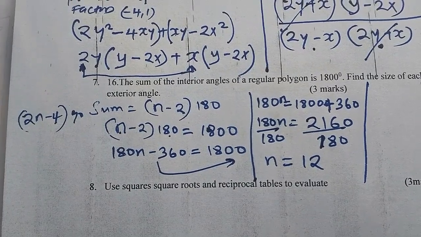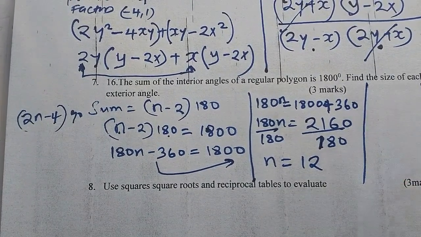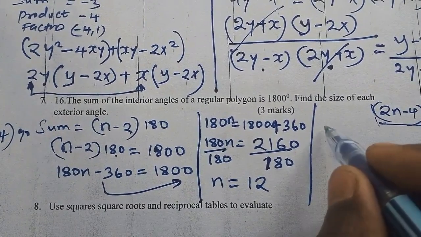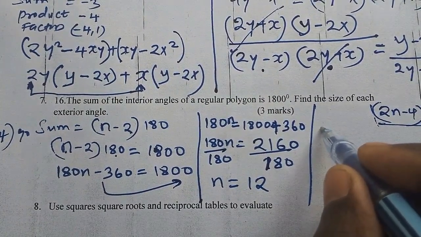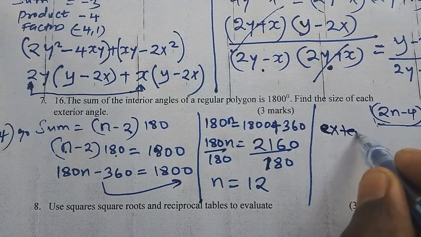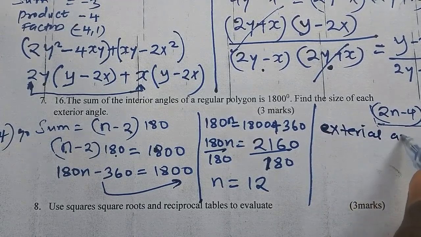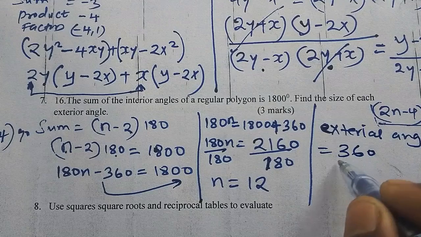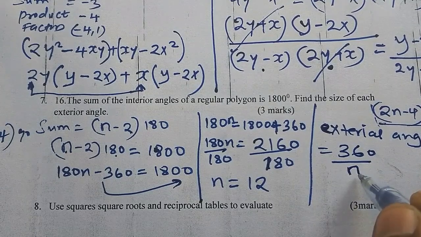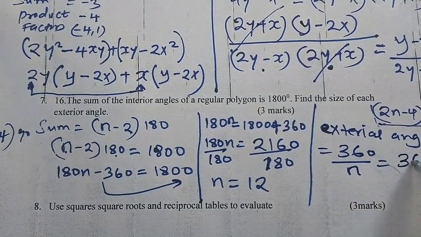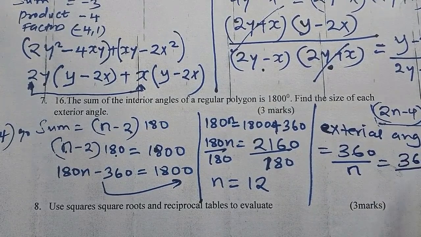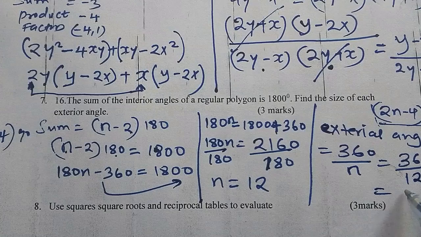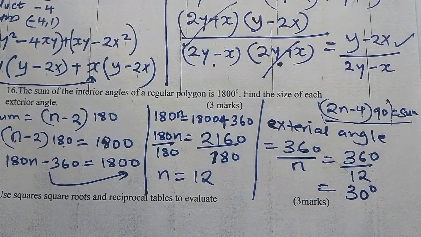Because we want each exterior angle. You know the formula that says that exterior angle is equal to 360 divided by n, which is the number of sides. So that is 360 divided by 12, and that one will be 30 degrees. So the exterior angle is equal to 30 degrees.